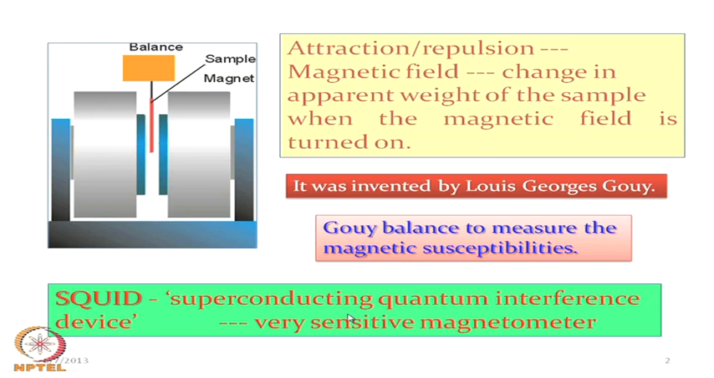So, for that we require a very sensitive magnetometer, utilizing the superconducting quantum interference device. The SQUID is useful for that particular purpose to measure very low magnetic moment values, and it can be used for variable temperature measurements, also for knowing the ferromagnetic or anti-ferromagnetic behavior at very low temperatures.